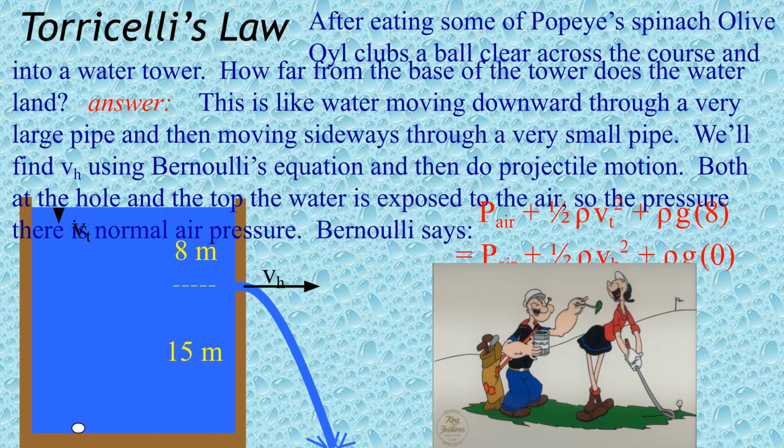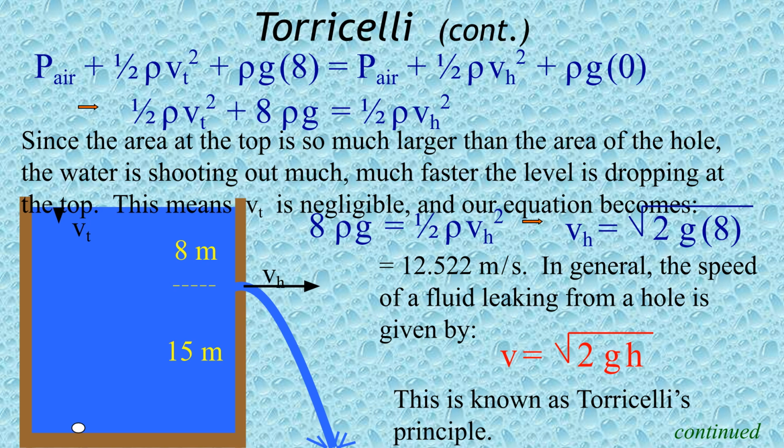To determine how far water lands from the base of the tower, we use the Bernoulli equation, assuming the pressure at the top and the hole is the same air pressure. We also assume the speed at the top is negligible due to the large area. Starting with the simplified Bernoulli equation, rho g h equals 1/2 rho v_h squared, we find the speed of the water leaking from the hole, v_h, is the square root of 2gh. For this example, v_h is approximately 12.522 meters per second. This relationship is known as Torricelli's principle.